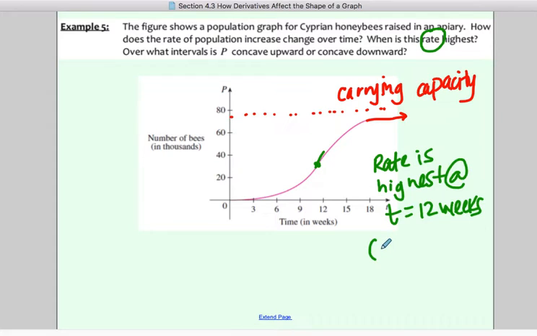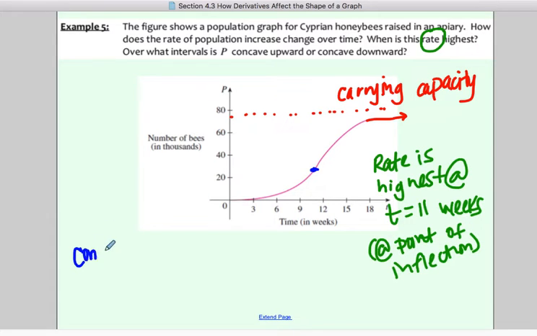Okay. So at the point of inflection, I really would say that's a little less than 12. Maybe here, maybe 11. So at that point of inflection is when it's the highest. So when is it concave up and when is it concave down? We're going to go with 11.